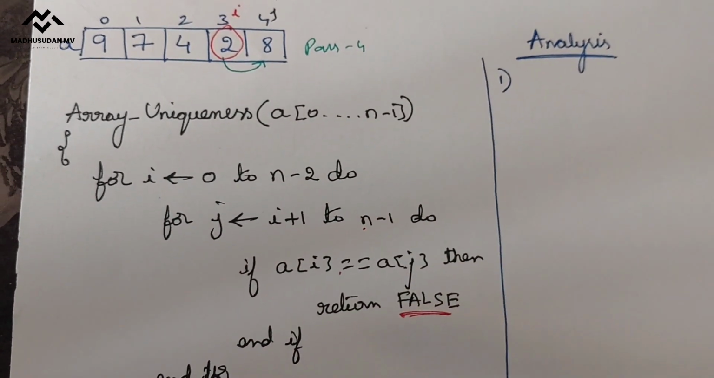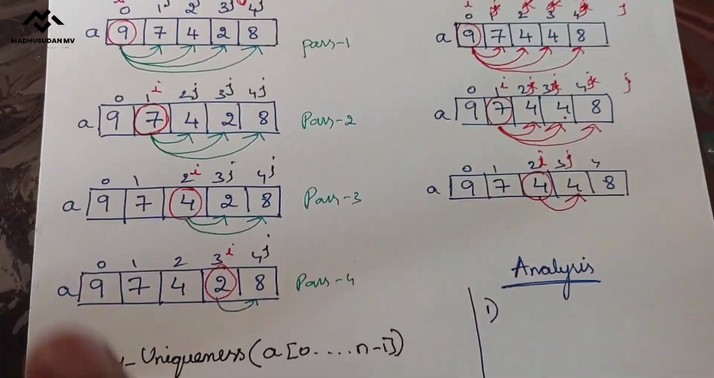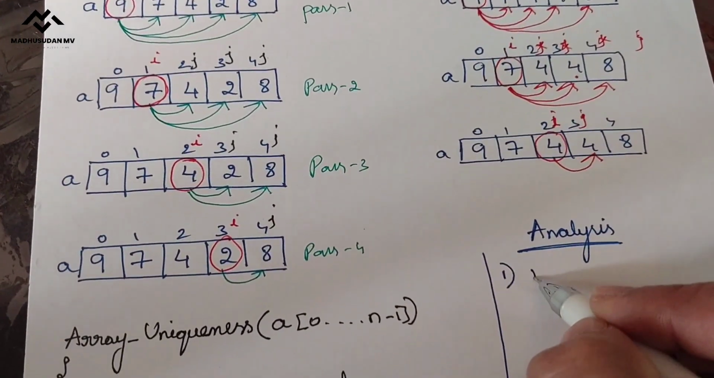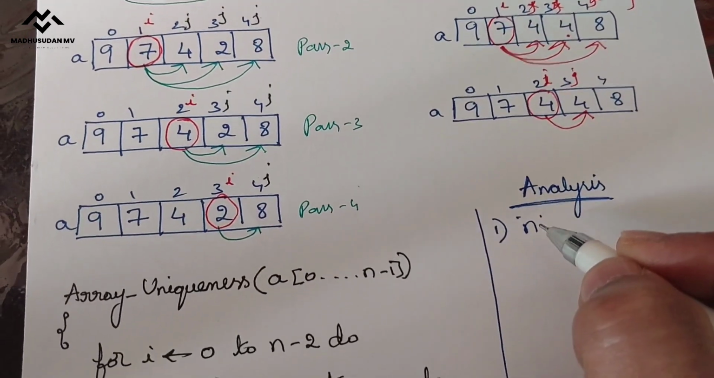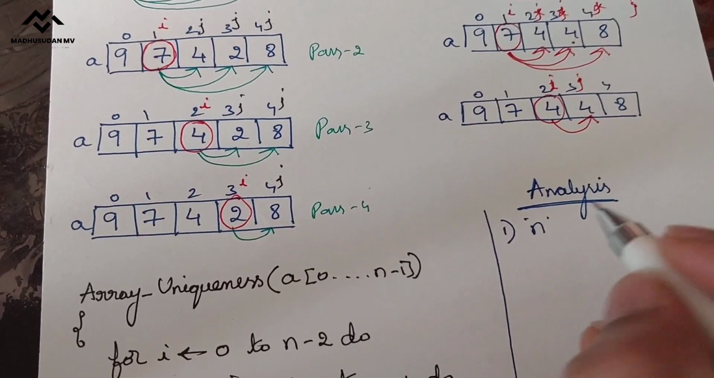So what is the first step in the analysis? We need to decide the problem size. What is the problem size? It is how many elements are there in the given array, so that we need to check. So here the problem size is n, that is the number of elements we need to check, whether duplicates are there or not.